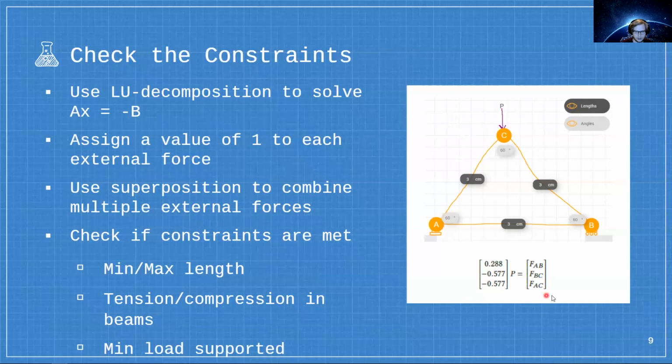This right here gives the effect of the load P on the internal force in each of the 3 members. Then we can check that the constraints are met, which in this case, there is a minimum and maximum length for the bridge. And then there was the amount of tension and compression that each of the beams could support. And then there was a minimum load that the bridge needed to support.